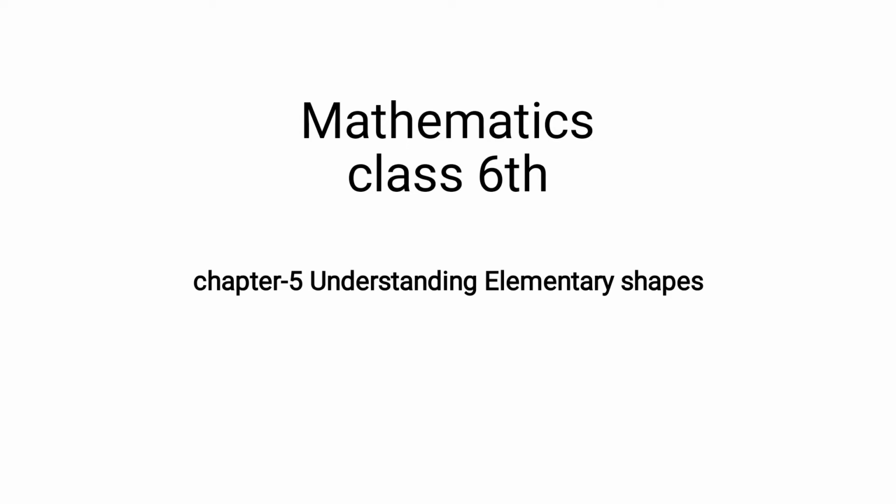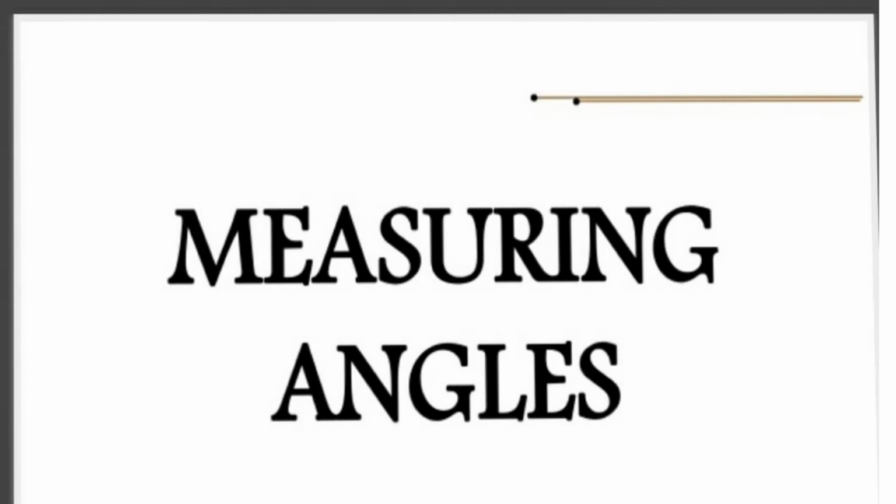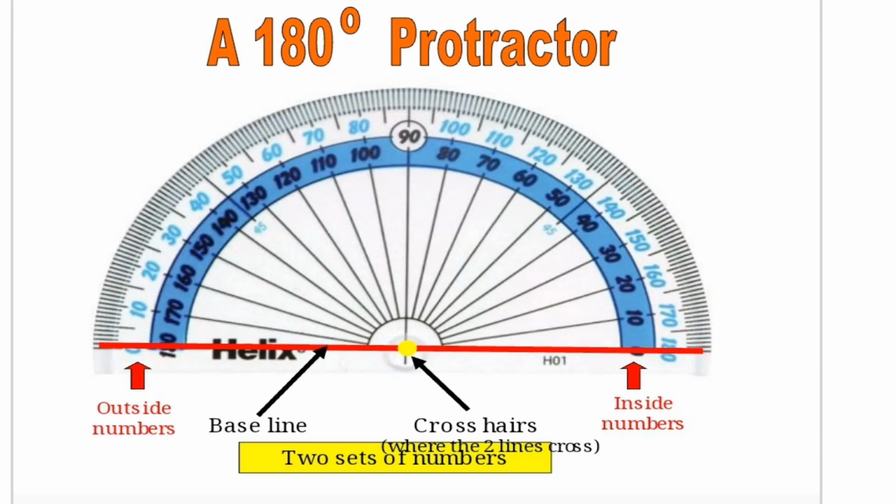Well, today in this class we will learn about measuring angles using a protractor. Here the figure shows a protractor having outside numbers and inside numbers displayed on it. These numbers indicate the angles, or say the measure of a particular angle, when placed on a baseline.